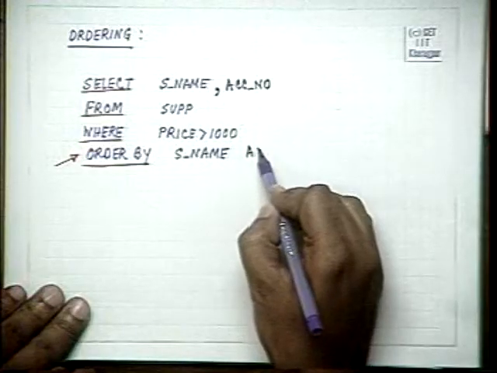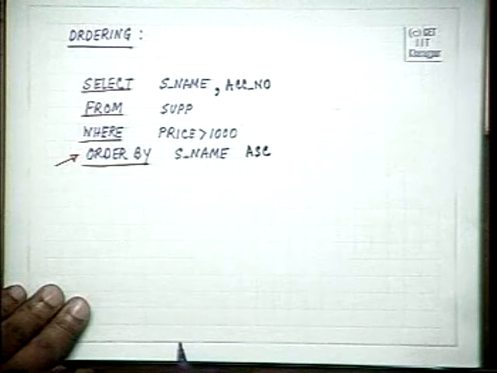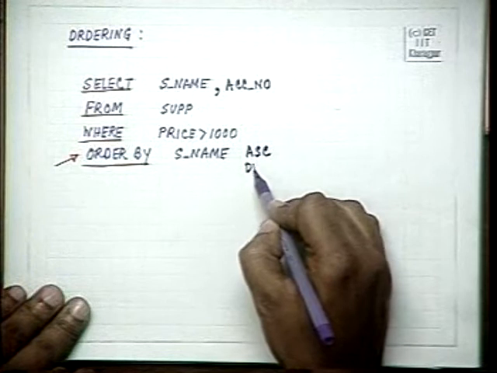Now, we could order it specifically according to our particular type of ordering. For example, we could say order in ascending order, or we could say order in descending order.